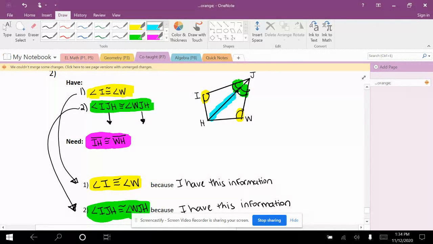This side is in the middle. It's in between both triangles.